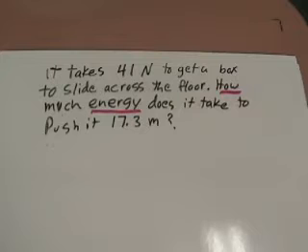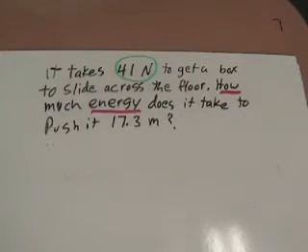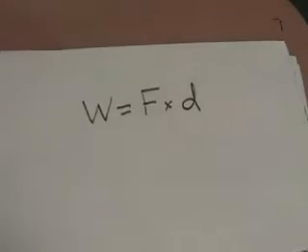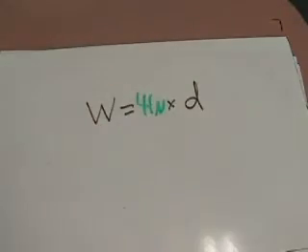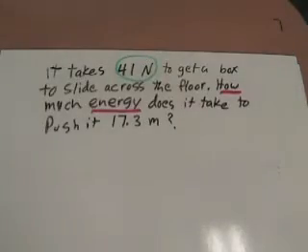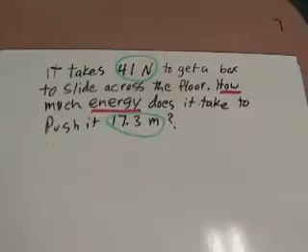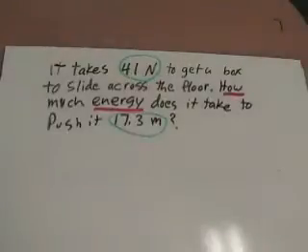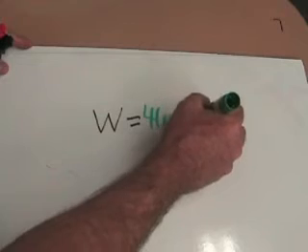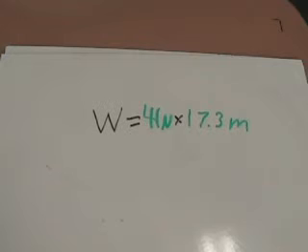Now let's see what we know. We know we have 41 newtons. Newtons is force. Now, it's pushed 17.3 meters, so for distance, we'll put 17.3 meters. And we're solving for work, which is energy.